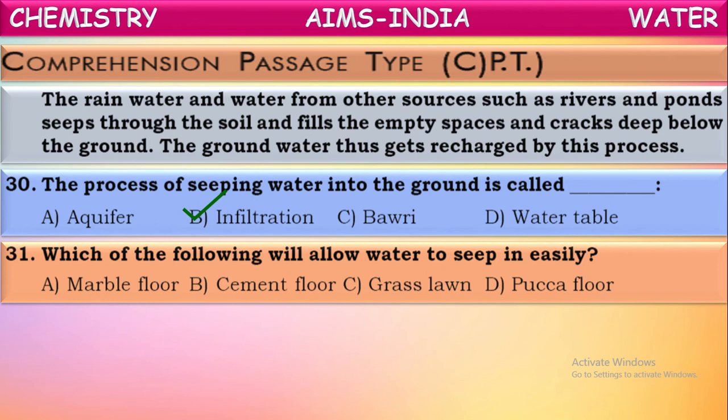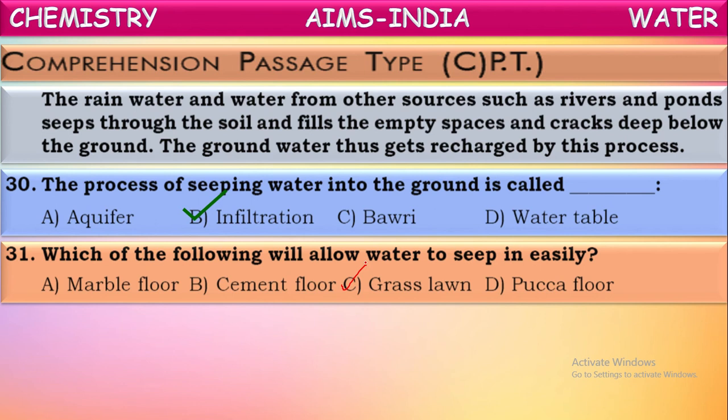Marble floor, cement floor, grass lawn, pucca house, which will allow the water to seep into the soil easily? Grass lawn. Grass lawn will allow the water to stand in a particular place without flowing off, and hence water seeps easily into the soil. Whereas the remaining three, marble floor, cement floor, pucca floor, if rainwater falls on these, they won't allow the rainwater to sink inside. Then what happens? It flows away, but it won't seep into the soil.